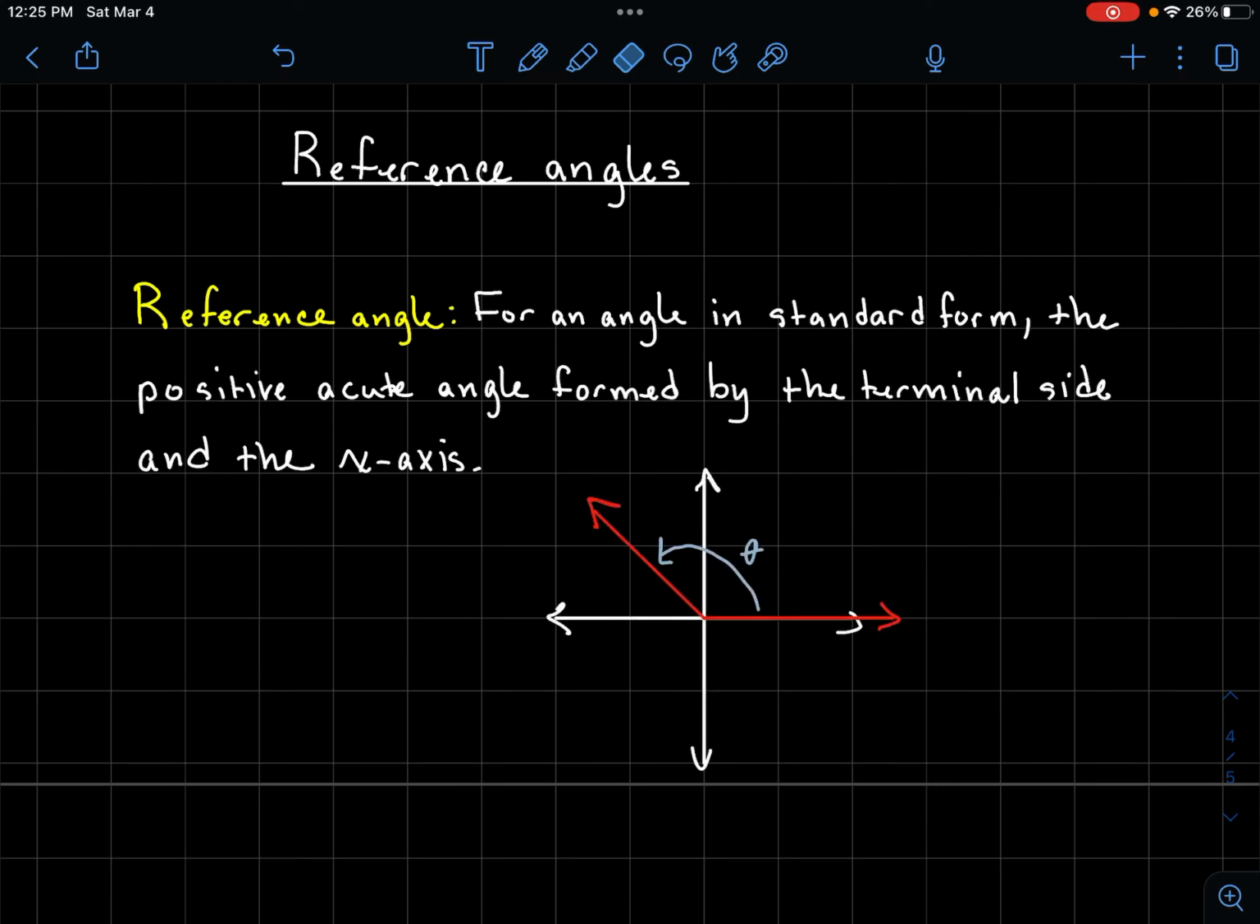So the visual here is a Cartesian plane. We have our initial side on the x-axis, and then the terminal side. The reference angle is the angle that's created between the terminal side and the x-axis. So that would be considered the reference angle. There are some subtractions that we're going to have to do to find this, so let's look at some examples to show you how you can come up with a reference angle.